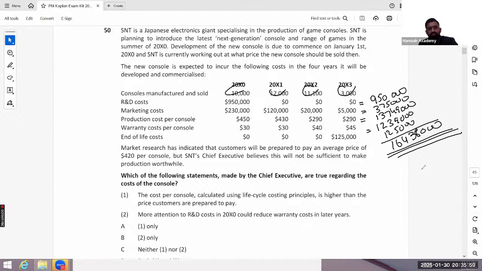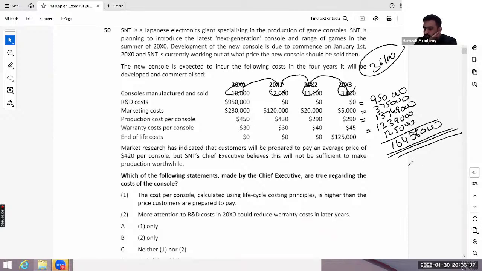The number of units which we are going to produce are 10 plus 12, 22, 22 plus 11.1, 33,100, and 3, 36,100.